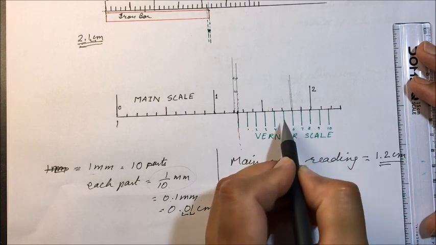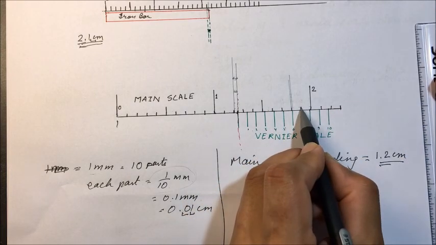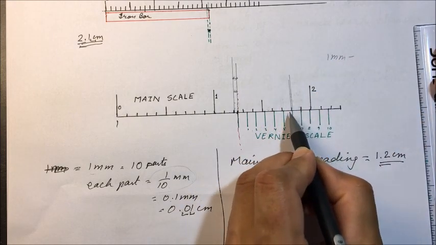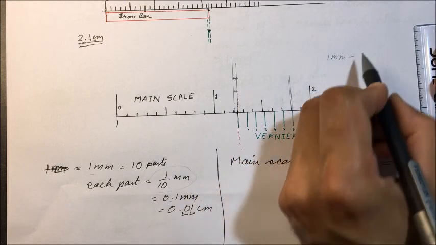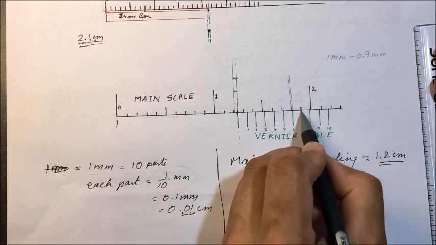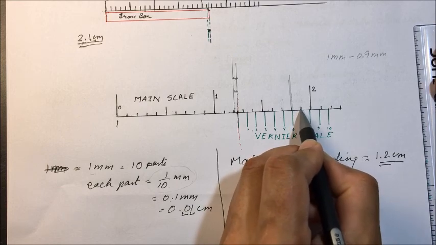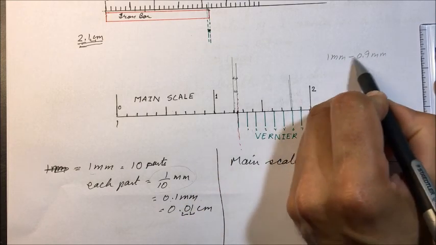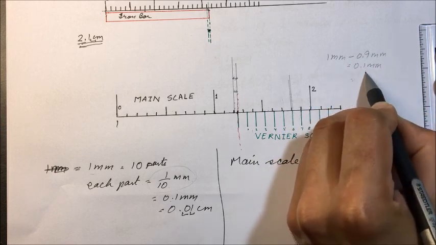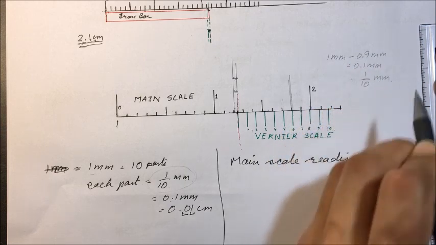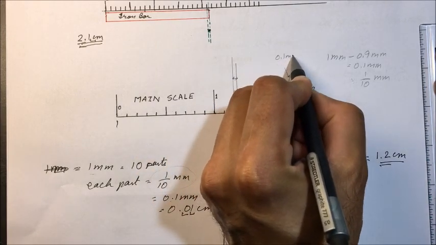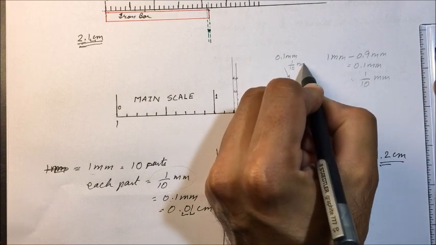So how can we calculate? The main scale reading is 1 mm minus 0.9 mm. Here we are taking this as the initial point. With reference to this point, we will be calculating the length. So 1 mm minus 0.9 mm will be 0.1 mm or 1/10 mm. So this length is how much? 0.1 mm or 1/10 mm.